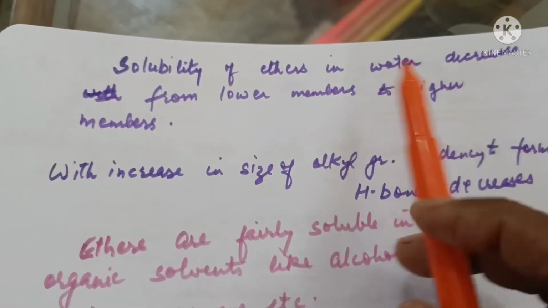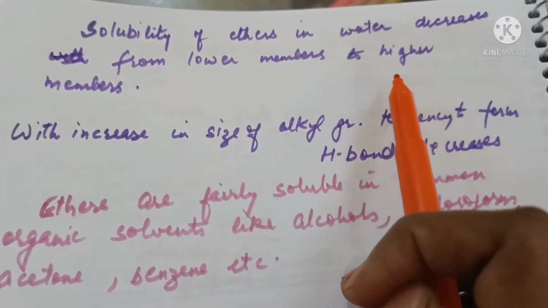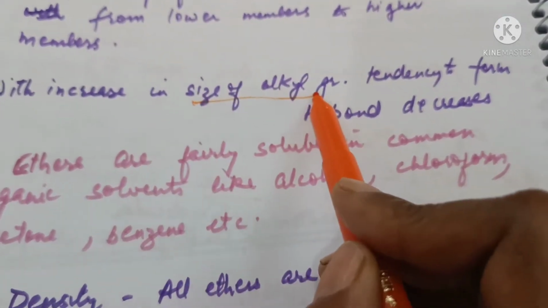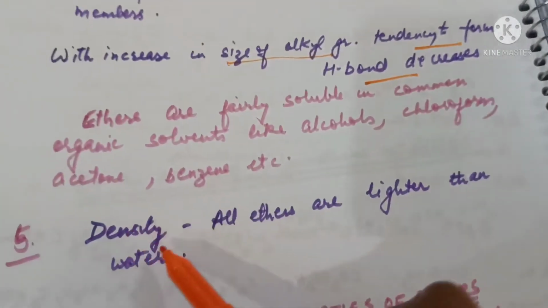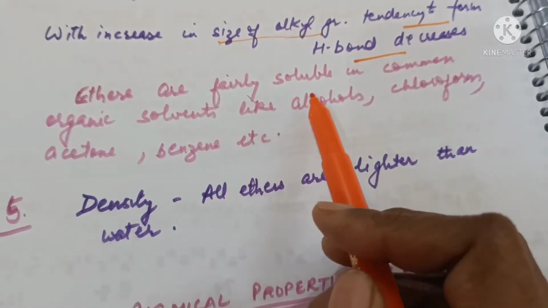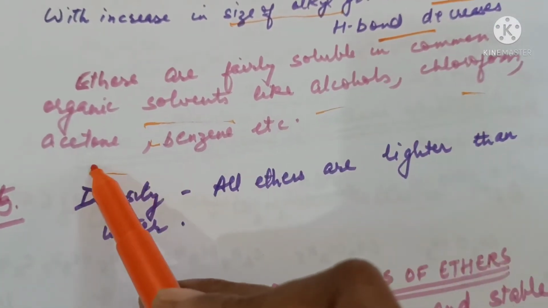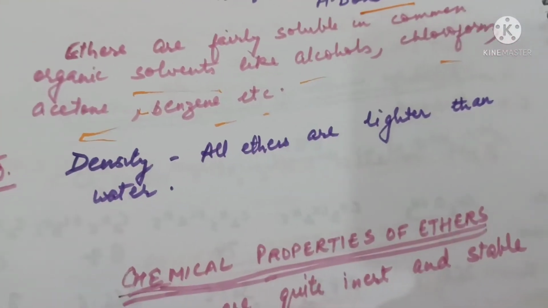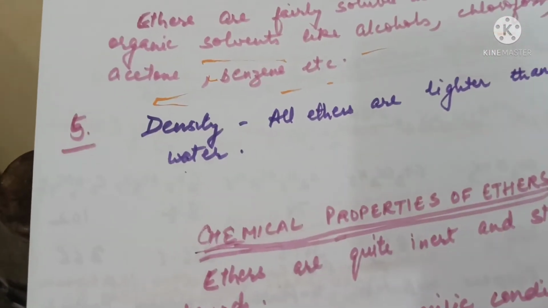Solubility of ethers in water decreases as we move from lower members to higher members, because with the increase in size of the alkyl group, the tendency to form hydrogen bonds decreases. Ethers are fairly soluble in common organic solvents like alcohol, chloroform, acetone, benzene, etc. And for density, all ethers are lighter than water.